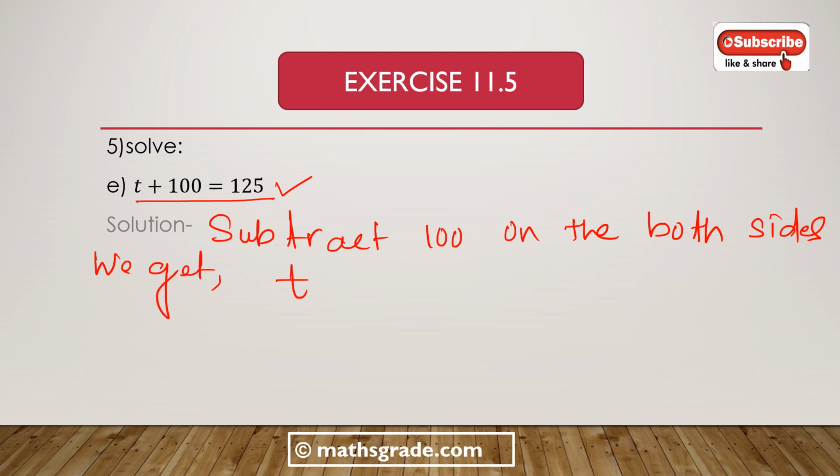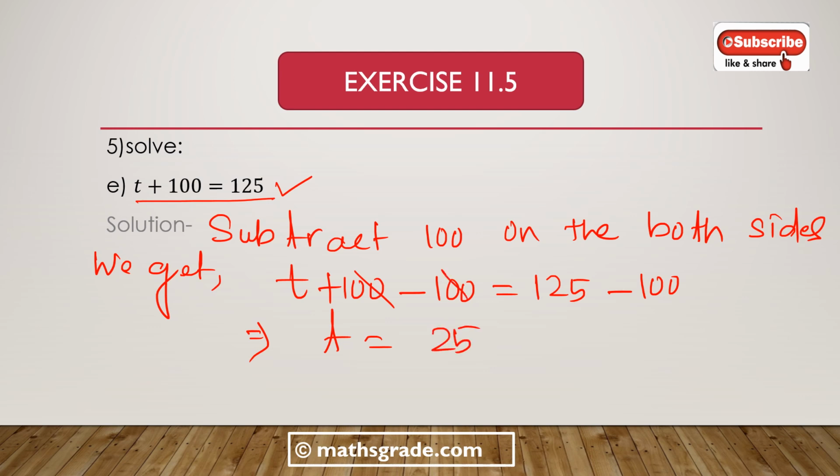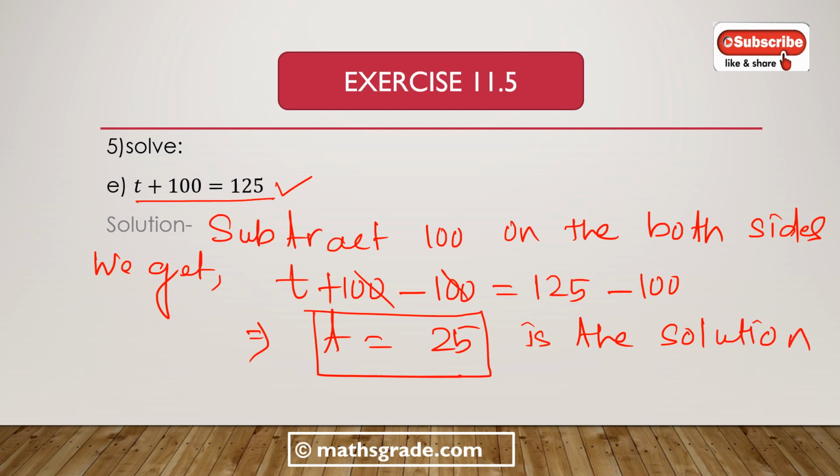We get t plus 100 minus 100 equal to 125 minus 100. t equal to, 100 minus 100 will be cancelled, t equal to 125 minus 100 is 25. t equal to 25 is the solution. This is the solution of the given equation. The value of the variable t is 25.